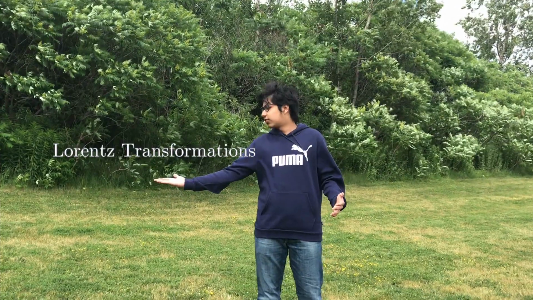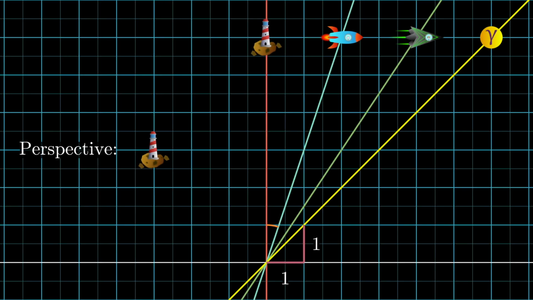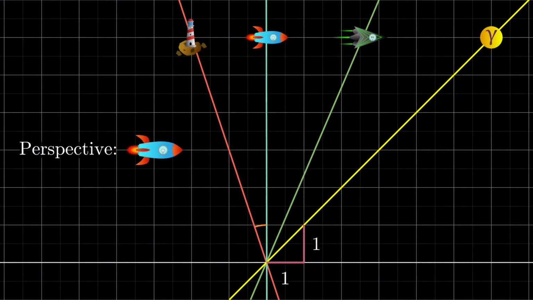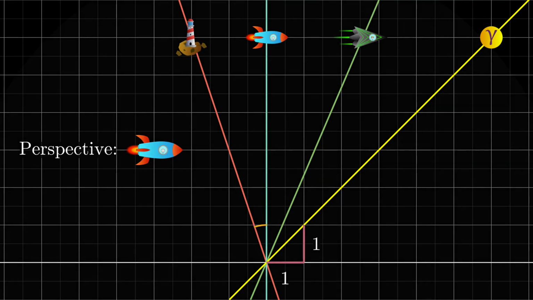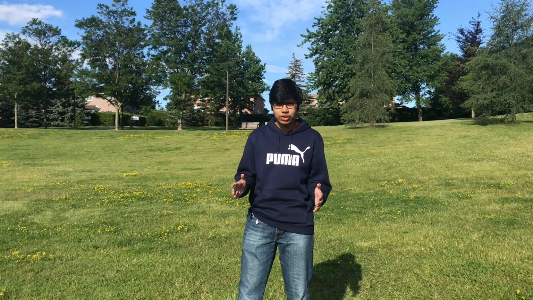Enter Lorentz Transformations, which transform world lines from one perspective to another. Let's look at a Lorentz transformation from the lighthouse's perspective to your perspective. Your world line now coincides with the time axis, the angle between the red and blue lines remains the same, and the speed of light remains unchanged. Lorentz transformations show us that observers moving at different velocities perceive time differently.